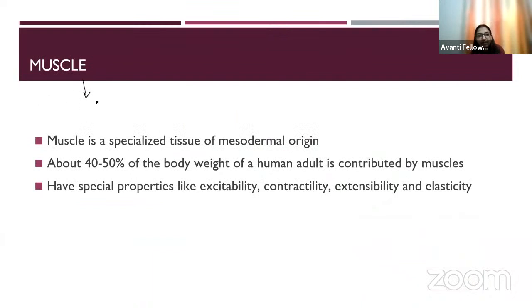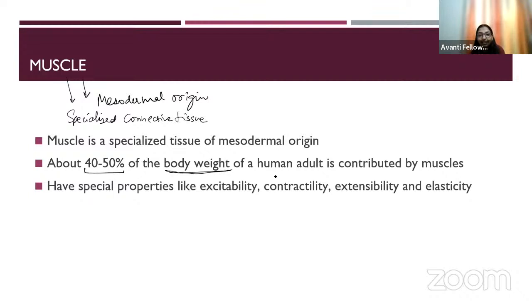Muscles, as you know, have a mesodermal origin. Remember the origin. It is mesodermal in origin. It is a specialized connective tissue, and it constitutes 40 to 50% of the body weight in a human adult. And there are special properties of muscles like excitability, contractibility, extensibility, and elasticity.